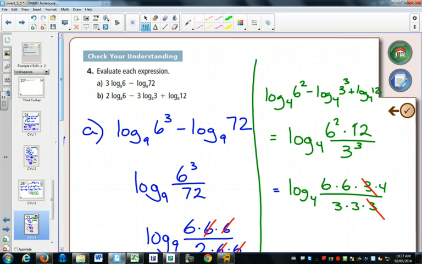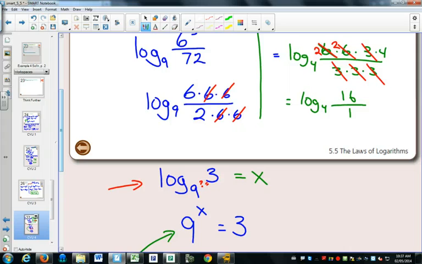You could expand the 6 even more and do 3 times 2 if you wanted to, or you could just say to yourself, I know that 6 divided by 3 is 2. What do I have left? Every time something is simplified in a fraction, there's a 1 left. So on the bottom, we're going to have 1. And on the top, we have 2 times 2 times 4, which is just 16. And so you have log base 4 of 16.